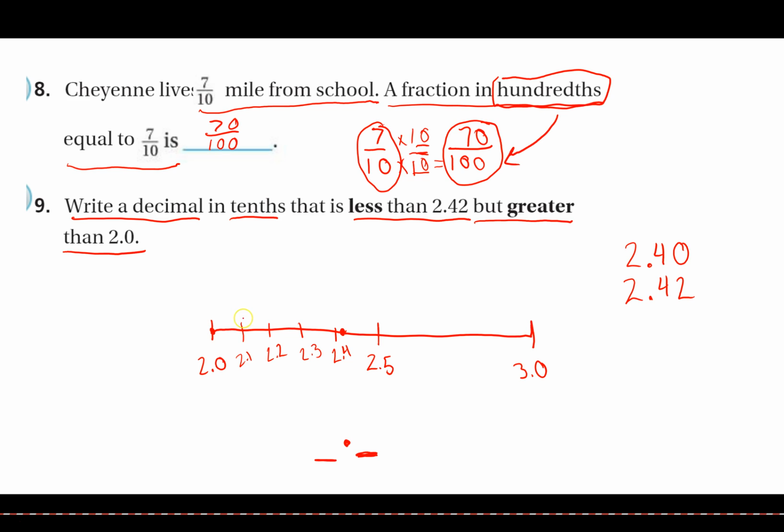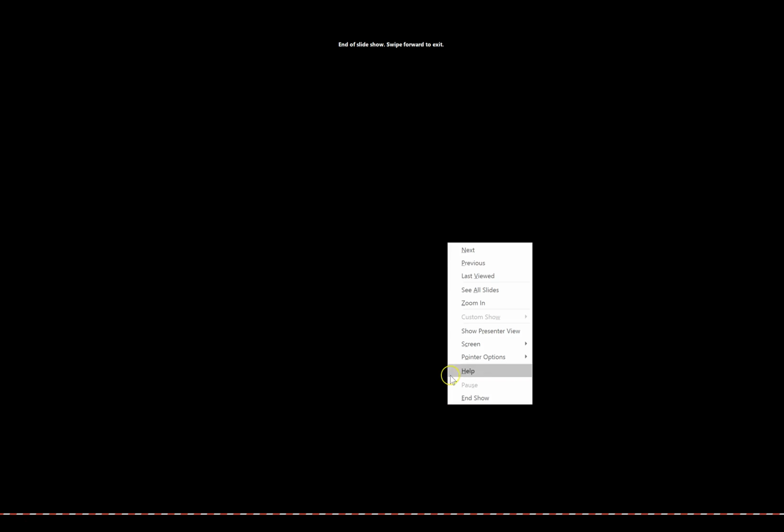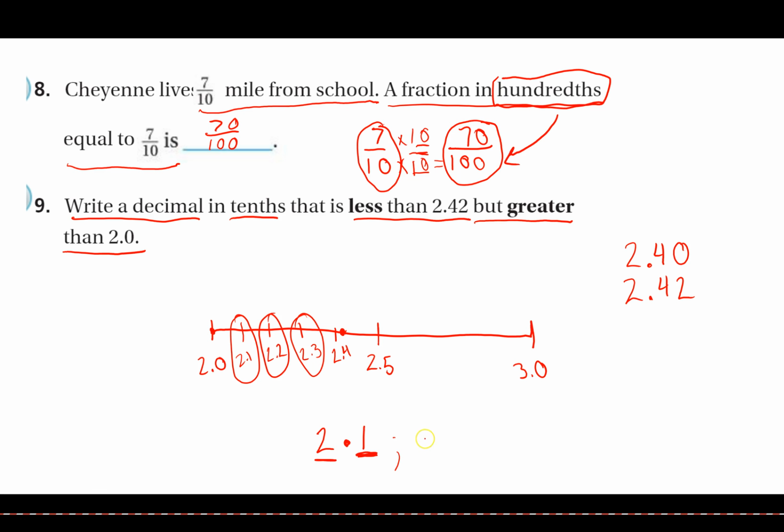Well, I see a lot of options here. I see this option, this option, this option. So any one of those would be a correct answer. I could put 2.1 because 2.1 is bigger than 2.0, but it's smaller than 2.4. I could put 2.2, and I could put 2.3. I could even put 2.4 because look, 2.4 is a little bit smaller than 2.42, so that would be a correct answer as well.